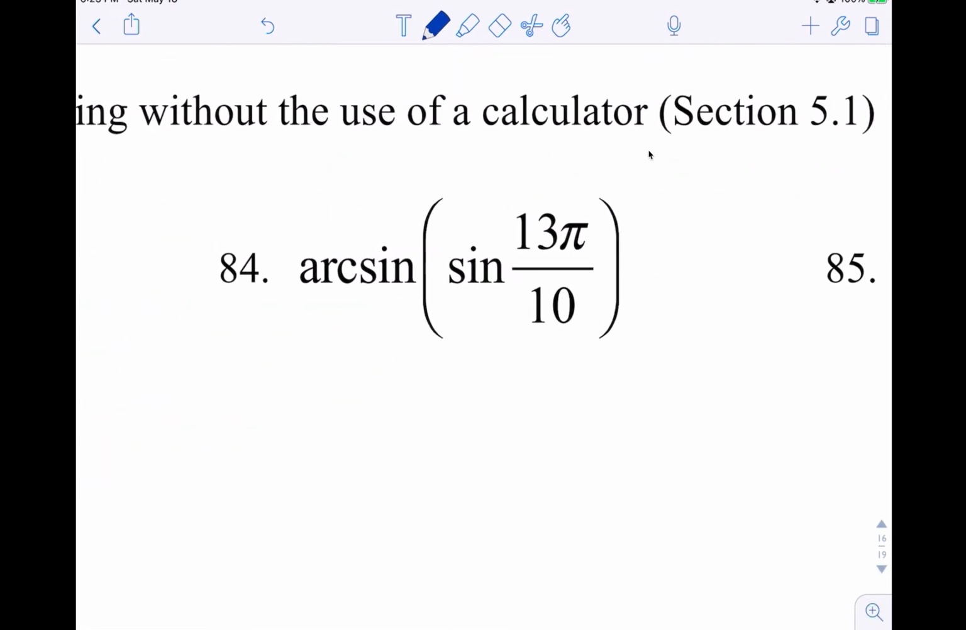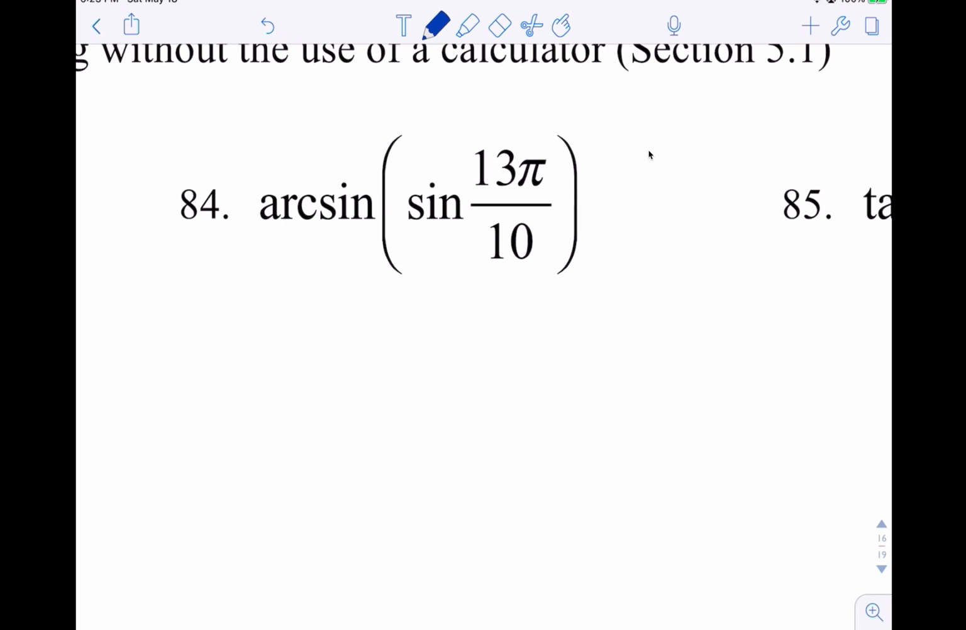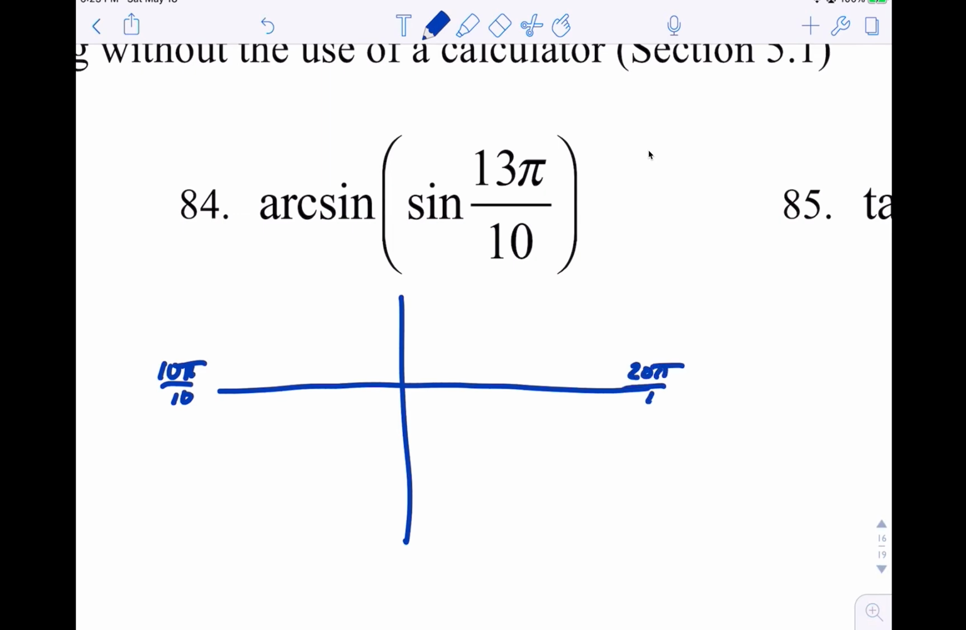The next one, arc sine of sine of 13 pi over 10. Now 13 pi over 10 is a ratio that I don't know, but that's okay. So 10 pi over 10 is here. 20 would be over here, right? So 13 pi over 10 probably is right here, right? Now, when I take the sine of that, of 13 pi over 10, I'm going to get a negative value because it's in quadrant 3, right?